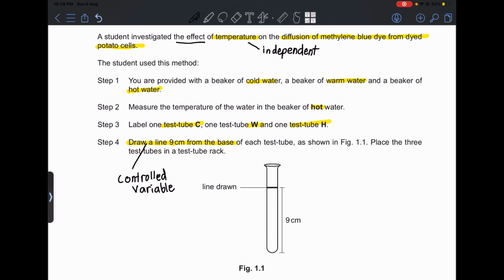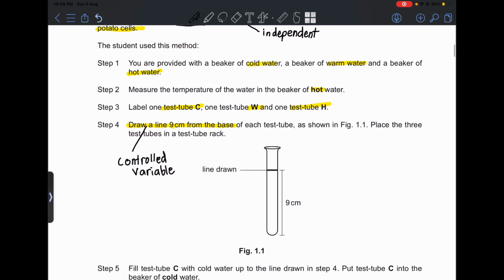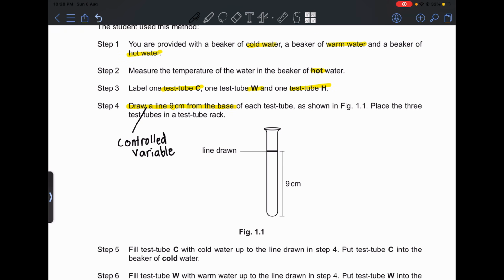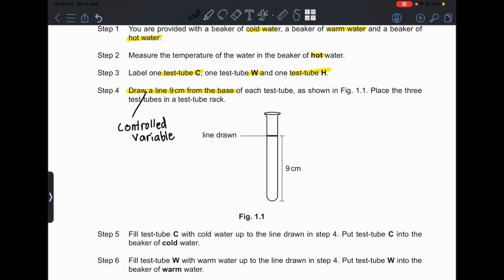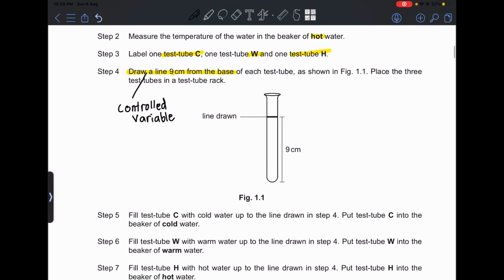Step 1. You are provided with a beaker of cold water, a beaker of warm water, and a beaker of hot water. Step 2. Measure the temperature of the water in the beaker of hot water. Step 3. Label one test tube C, one test tube W, and one test tube H. Step 4. Draw a line 9 cm from the base of each test tube as shown in figure 1.1. So, over here, this is a controlled variable. This is because this is done to every step. So this is a controlled variable. Place the 3 test tubes in a test tube rack.